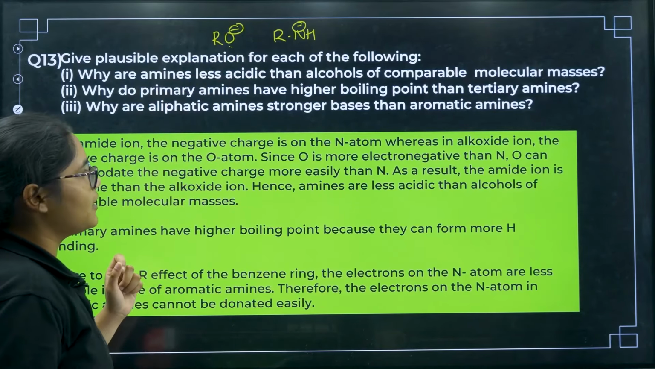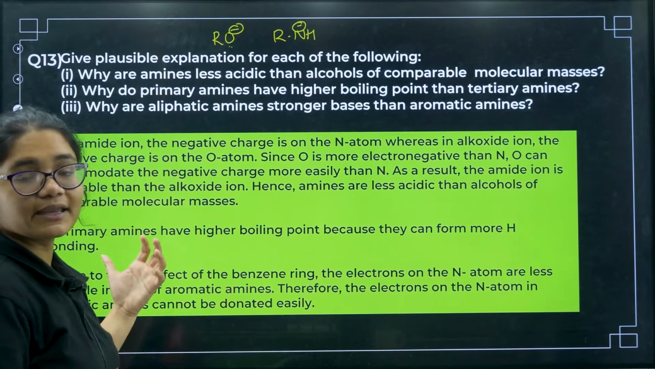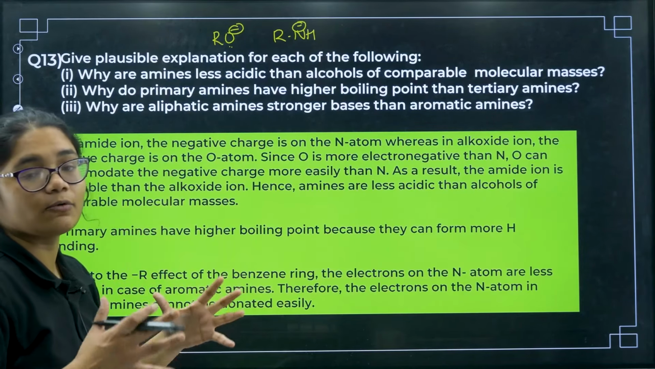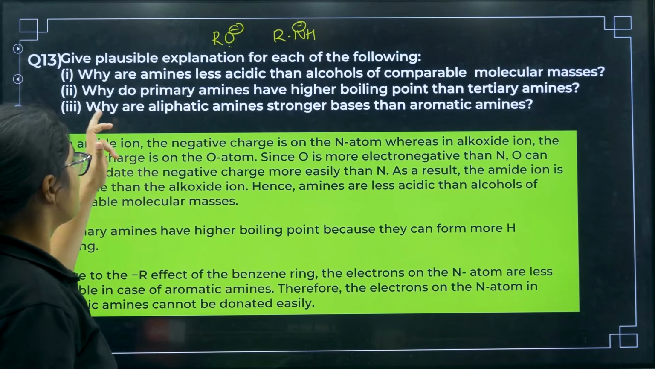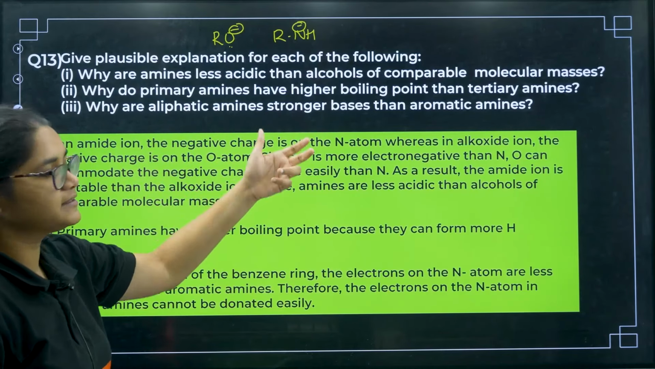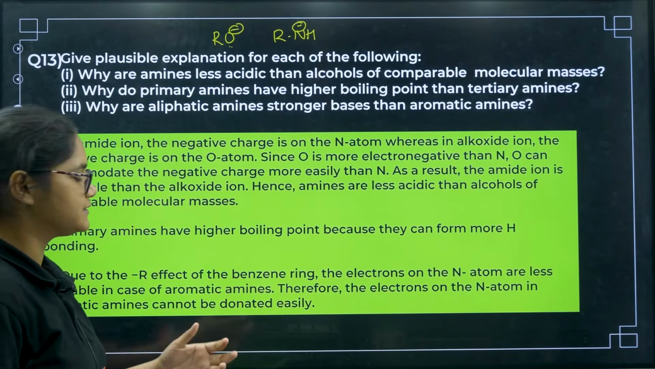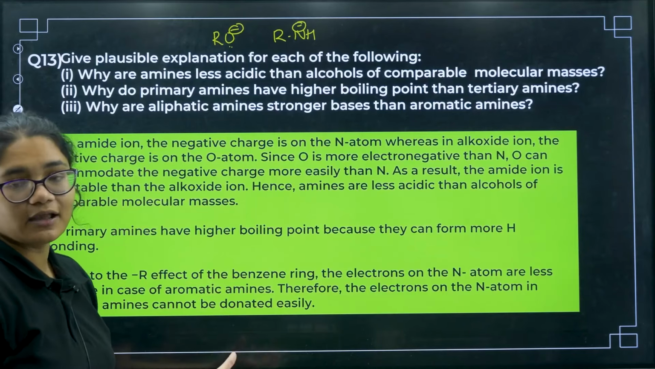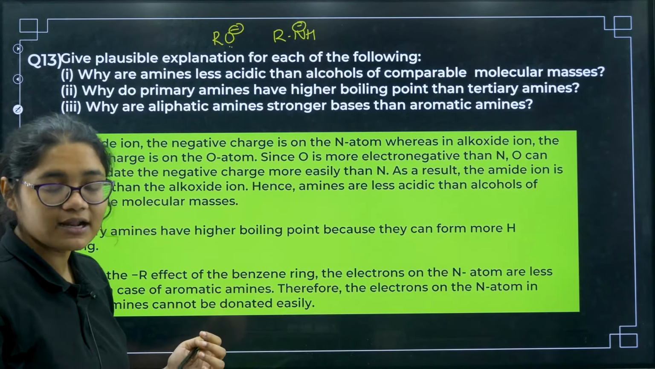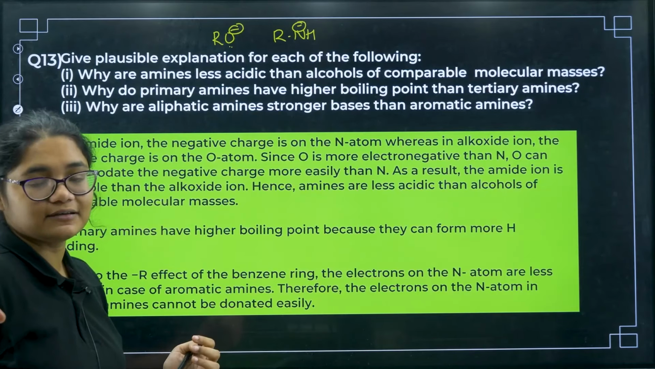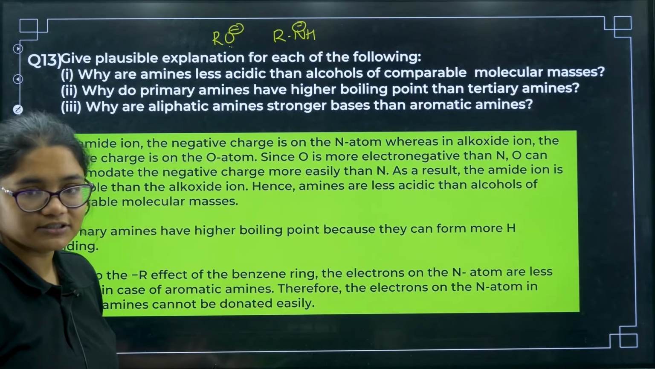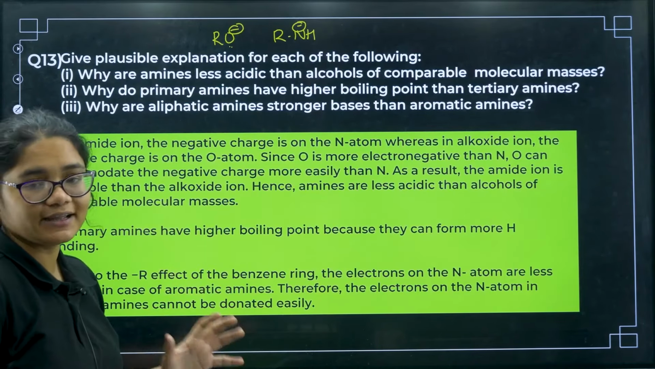Next, why do primary amines have higher boiling point? Because intermolecular hydrogen bonding is more in case of primary amines. Why are aliphatic amines stronger bases than aromatic amines? We have already discussed. In case of aromatic amines, due to the minus R effect, the lone pair of the nitrogen is involved in resonance with the benzene ring. It is not available for donation, so its basicity is less.